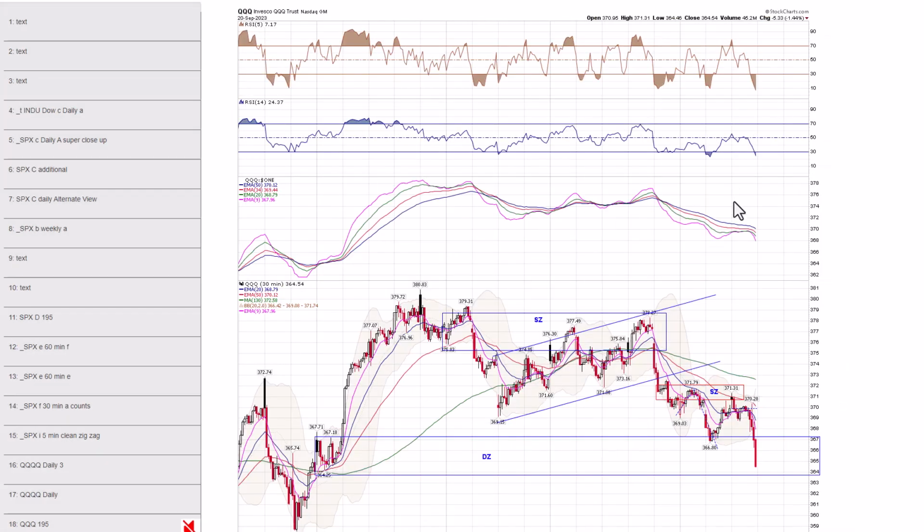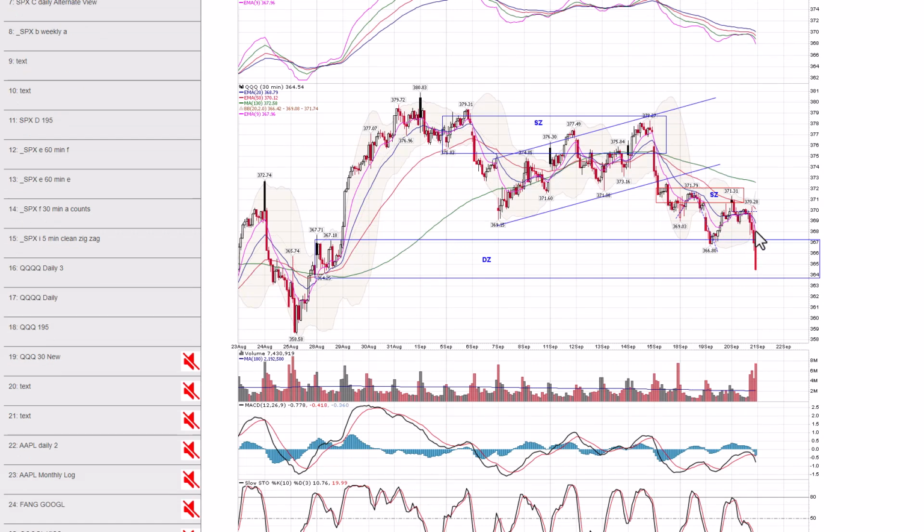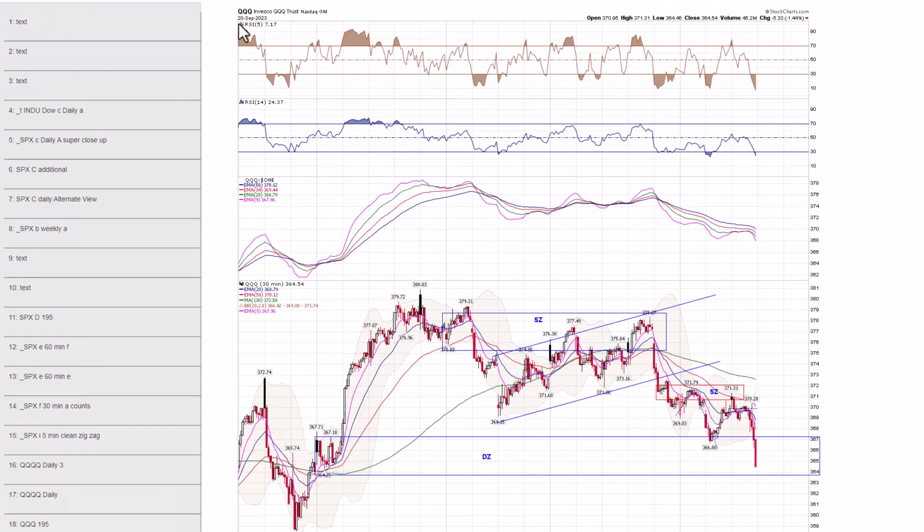Next, chart 19, here's a 30-minute view. Again, sold off from the supply zone right into this demand zone. But boy, what an ugly couple candles there. Look at that volume. Look at that MACD.